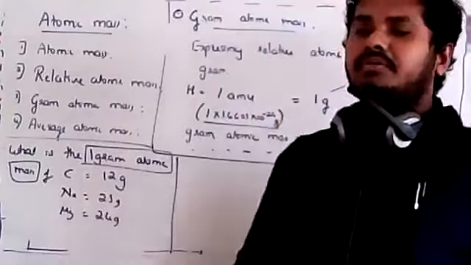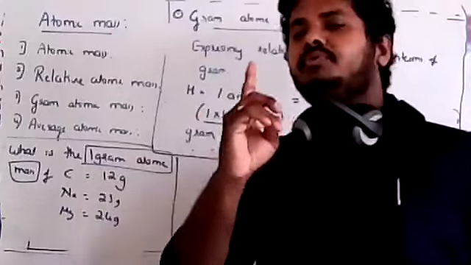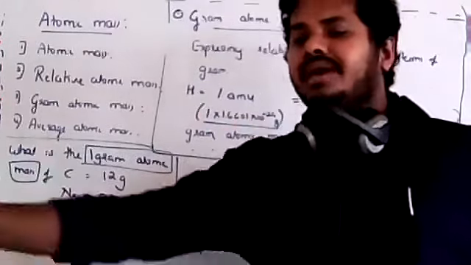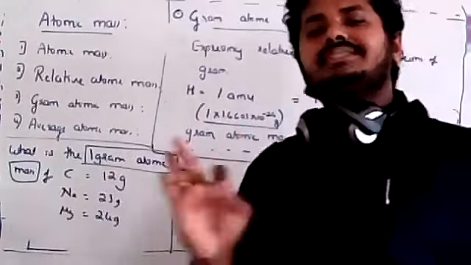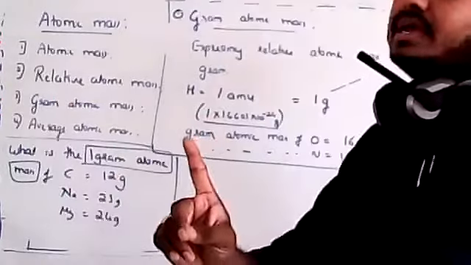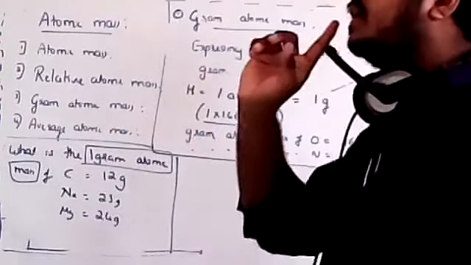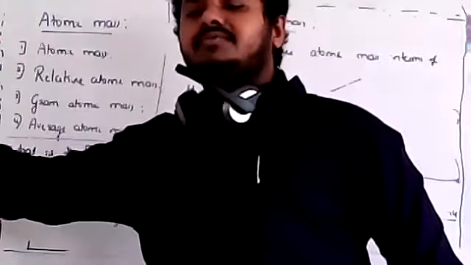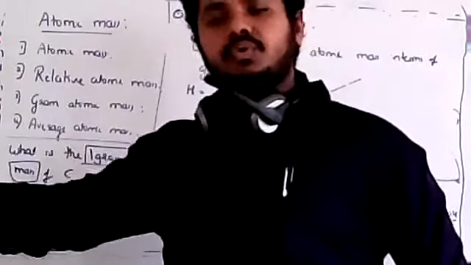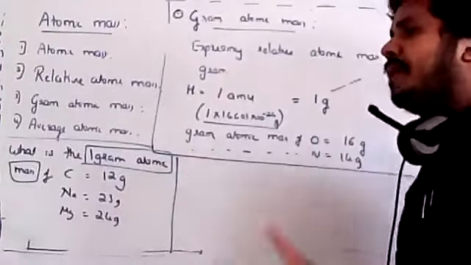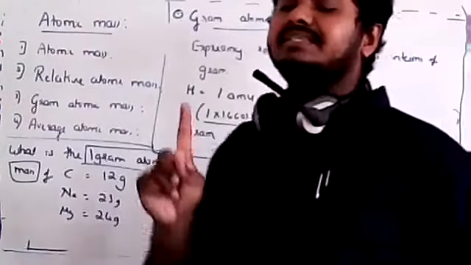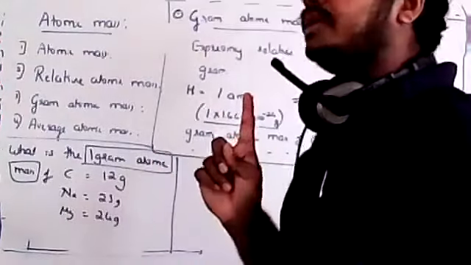For example, for hydrogen, the mass of one atom would be 1.67 into something divided by 1/12 the mass of carbon, which is 1.66. So almost you will be getting 1. Its actual value is 1.008. Expressing that in terms of the atomic mass unit is called AMU, and 1 AMU is 1/12 the mass of carbon, that is 1.66 into 10 to the power minus 24.